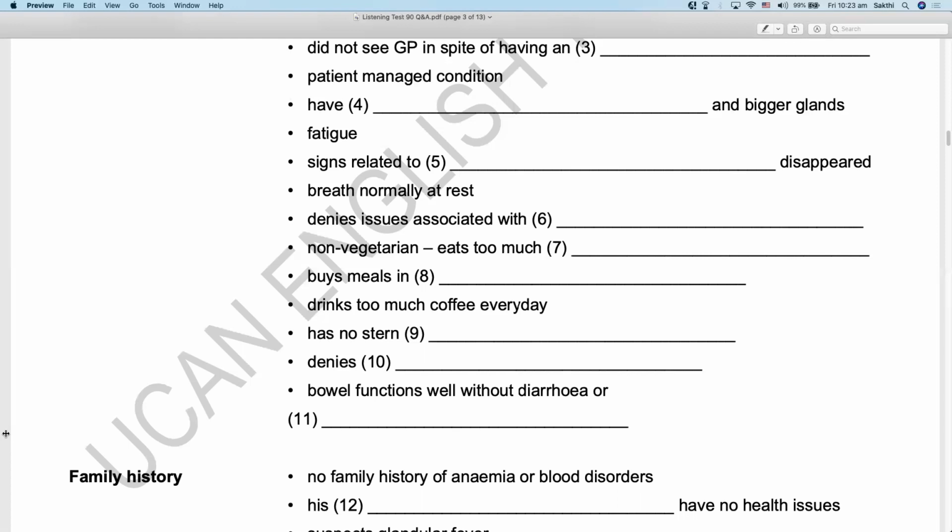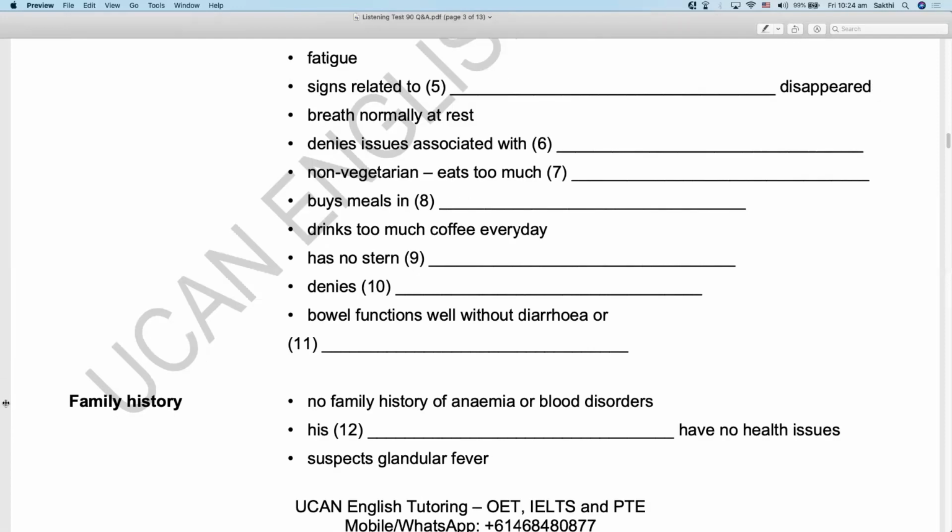In particular, not passed any black or very dark motions? No, nothing like that. And what about family history? Is there a family history of people getting anemic, for example, for any reason, as far as you're aware? No, not that I can think of. No one's had any sort of blood disorders or anything? No, nothing like that, as far as I'm aware. My parents are very fit and active, and my brother doesn't have any health problems that I know about. Right, so they're all fine as far as you know.